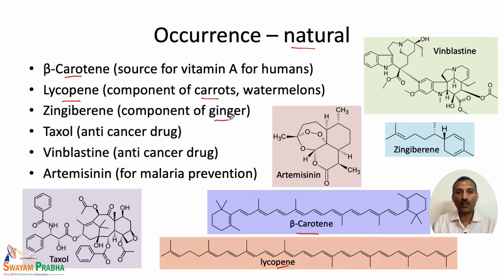And the ginger, whatever we consume, contains a gingiberine molecule, and the gingiberine structure is shown here. Taxol is used as an anti-cancer drug. This also has a diterpene. So here we see the terpene unit that is present here. This is a tricyclic system. And vinblastine and artemisinin are some of the drugs which are used to prevent either cancer or malaria. The vinblastine structure is shown here, and the artemisinin structure is shown here. So these compounds all contain, basically these are terpene derivatives.